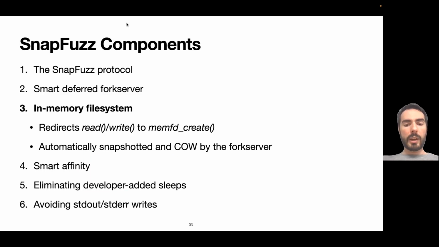Thirdly, SnapFuzz offers an in-memory file system. By intercepting all file system-related system calls, SnapFuzz is able to understand which files are important to the target and loads them in the memory space of the target. Thus, when the target attempts to read or write any kind of files, performance is higher as everything now is in memory. The in-memory file system also works in tandem with the smart fork server in order to automatically reset any writes of the target to these in-memory files.